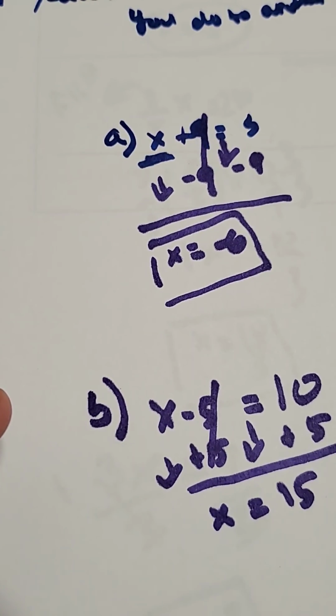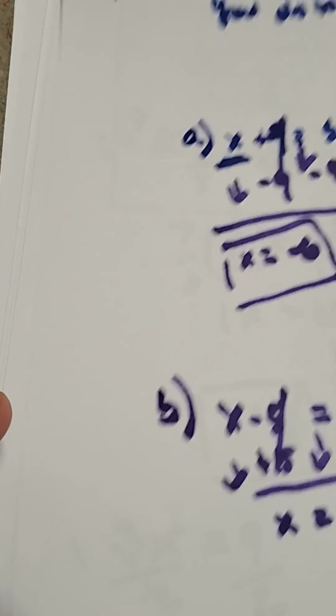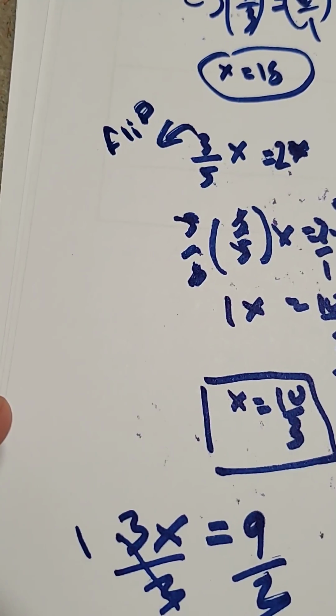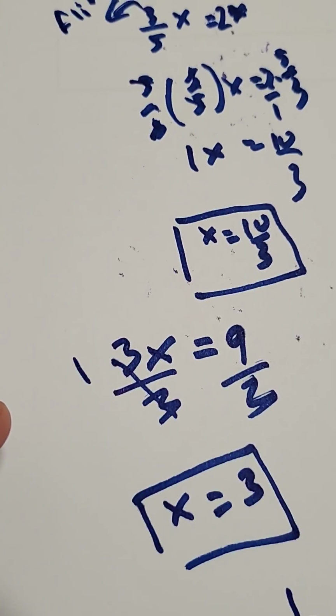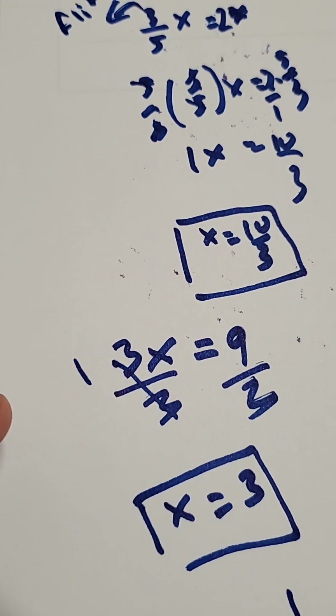So if we have addition, we undo it with subtraction. If we have subtraction, we undo it with addition. And if we have multiplication, like in earlier examples, we undo it with division. And vice versa, if we have division, we undo it with multiplication.